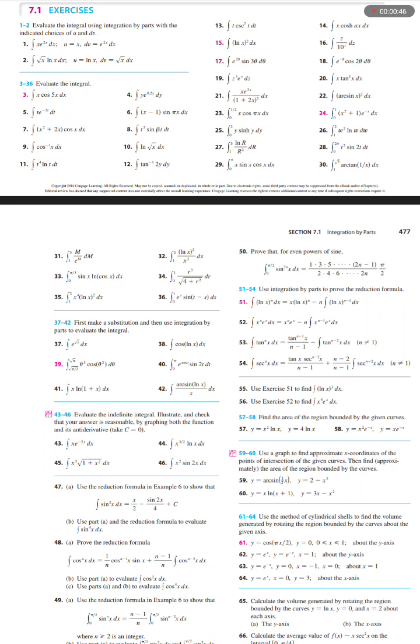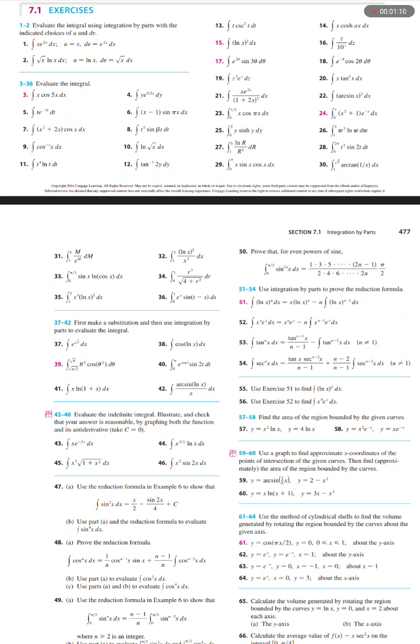Evaluate the integral, problems 3 to 36. The integral of x cosine 5x dx. The integral of y times e to the power 0.2y dy. The integral of t times e to the power 3t.